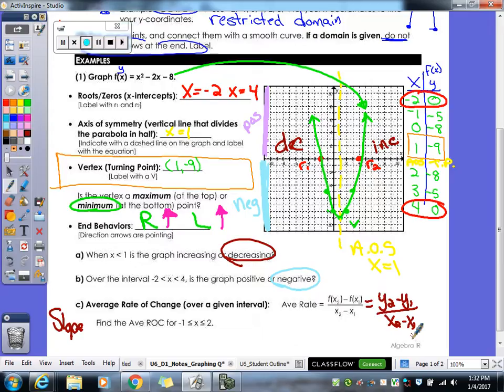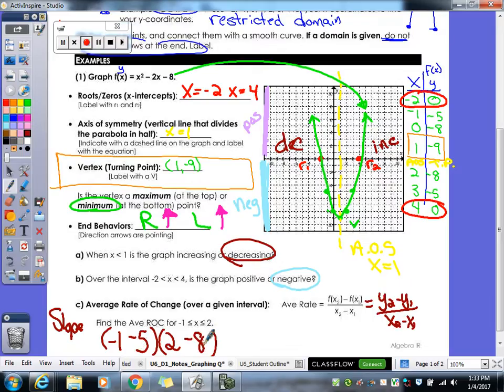So with average rate of change, the only difference is that they don't give you the points. You have to figure out the points. It says from negative 1 to 2. So you've got to make two parentheses. The first x is negative 1. The second x is 2. Then you go up into your table. Negative 1 goes with what number? Negative 5, yep. And what goes with the 2? 2, negative 8.